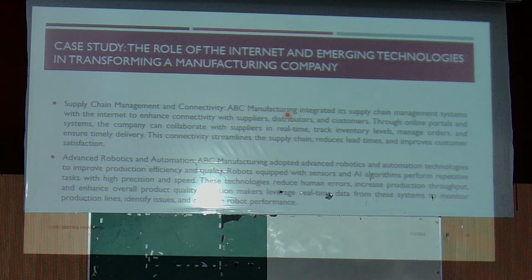Let's come to the point that Akash has mentioned, robotics, right? That's what you mentioned, advanced robotics and automation. ABC Manufacturing adopted advanced robotics and automation technologies to improve production efficiency and quality. Robots equipped with sensors and AI algorithms. So what are AI algorithms? So see, I'll tell you something.